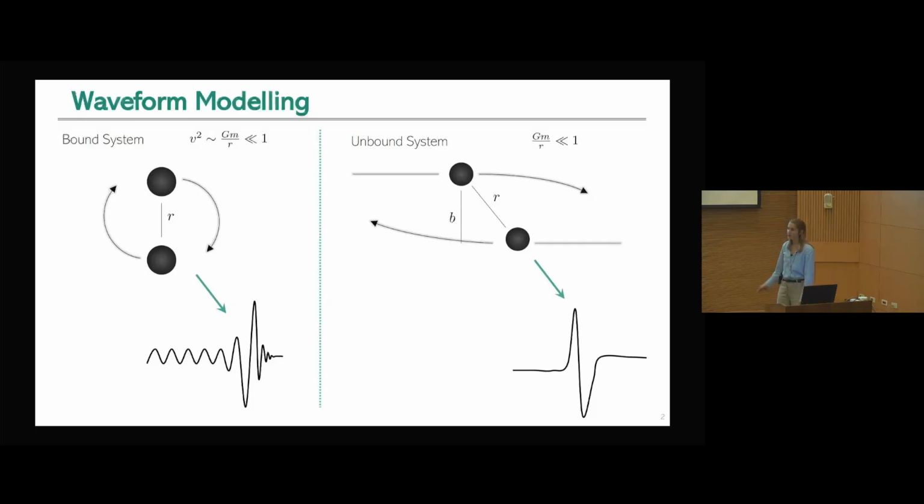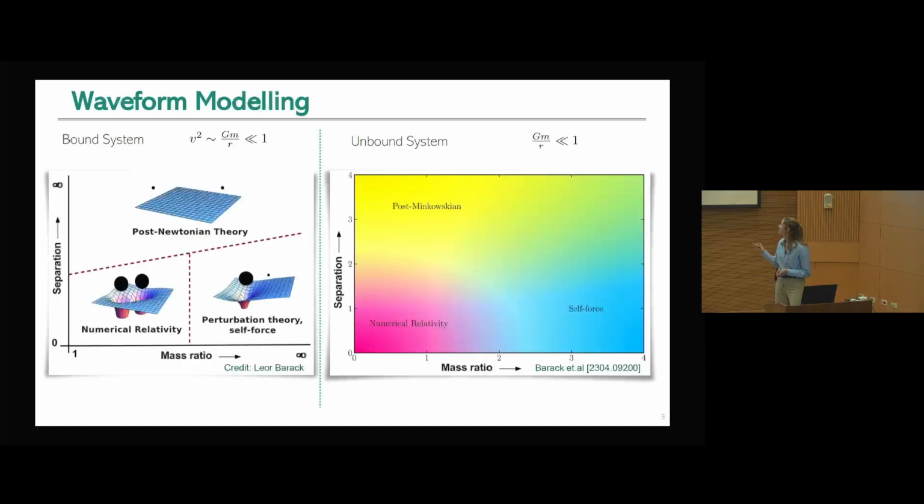Now, in both of these systems, these signals are called the waveform. It's very crucial that we know what these look like for measurements in LIGO, Virgo, KAGRA, because there is so much noise. So we actually have to know what we're looking for to observe it. Thus, modeling this waveform is extremely important. Today, I want to focus on the inspiral part, or the part where these two black holes are far apart.